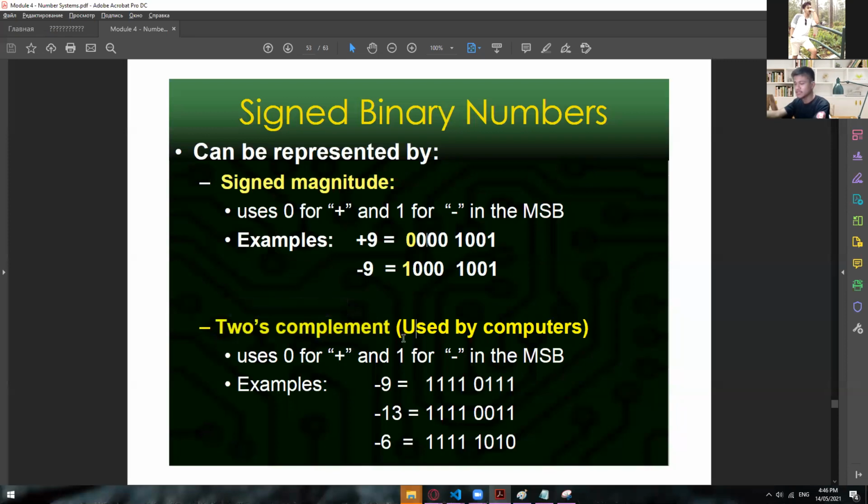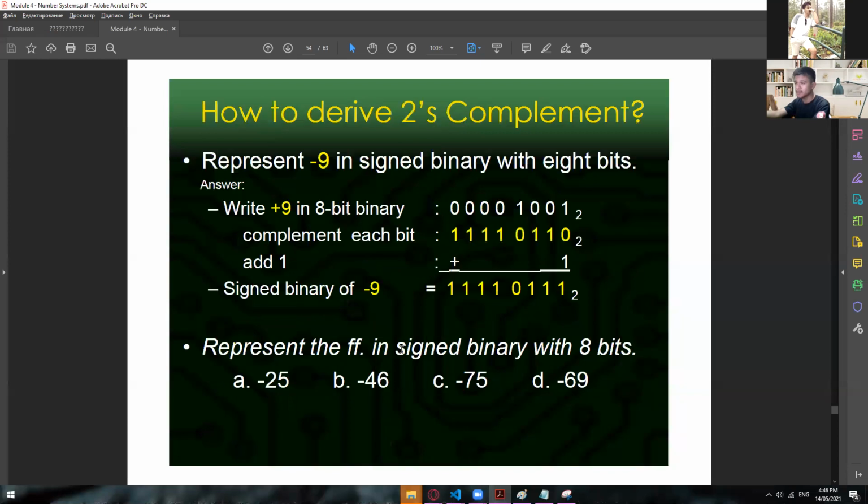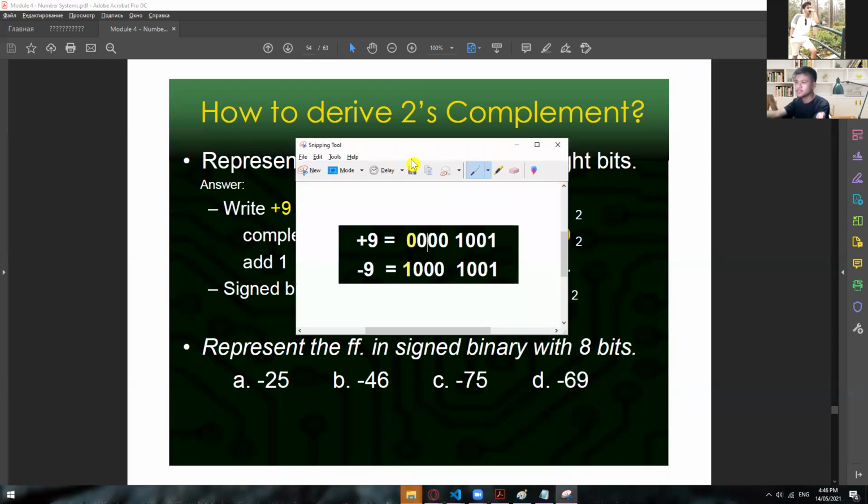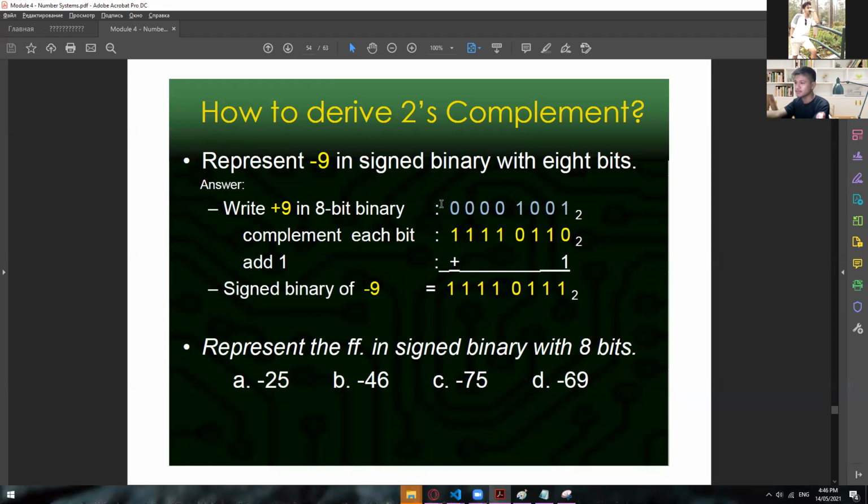We actually have 3 steps when it comes to two's complement. For example, you want to represent this 9 as negative 9. The first step is to have the binary combination in the conventional way of converting it into binary. So here we have positive 9: 8 plus 1 is 9. That is the first step.